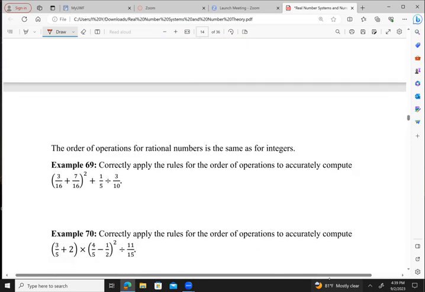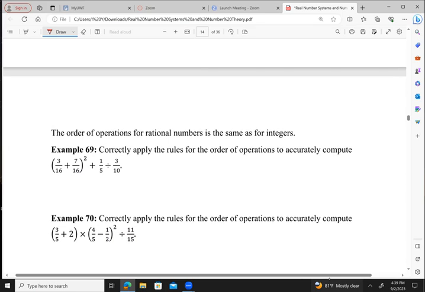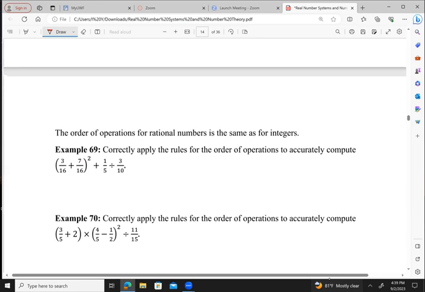Okay, so the order of operations for rational numbers is the same as for integers. So again, looking here, we have PEMDAS we're going to use. We're going to do what's in the parentheses first. So we're going to add this here. It's going to be 3 plus 7, which is 10. And there's the common denominator 16, so we're good. Squared plus 1/5 divided by 3/10. Then we're going to square 10/16.